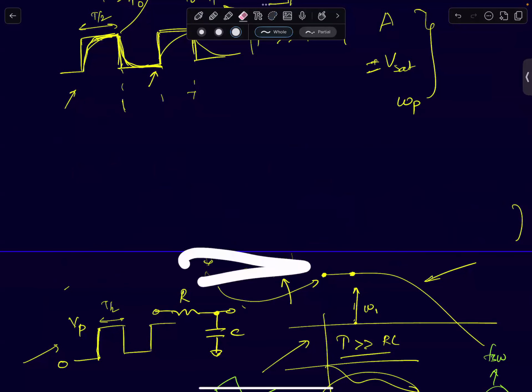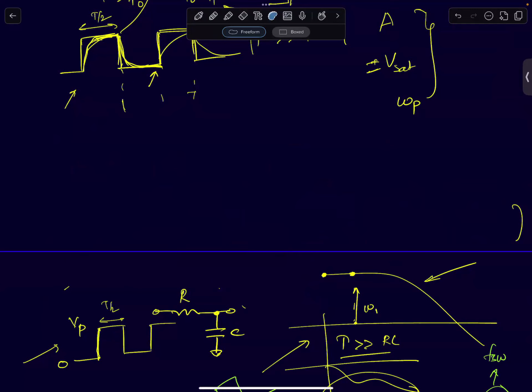So am I missing something? Is this what you're asking, or is there something else you're trying to ask here? Are you aware of all this, what I just said, what is frequency response? Are you aware of that, or do you want me to explain that part? Oh, okay, I get it. So this part is clear, right?